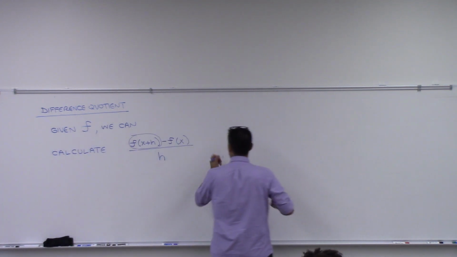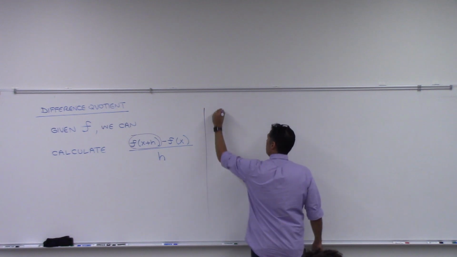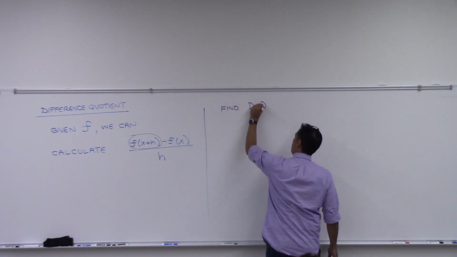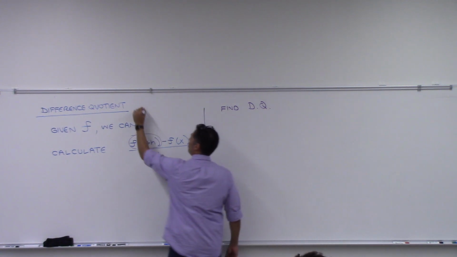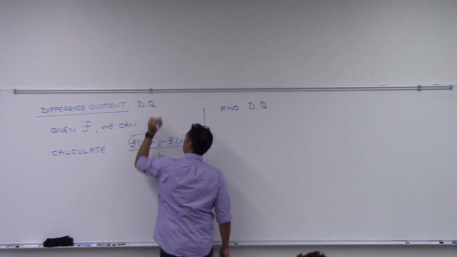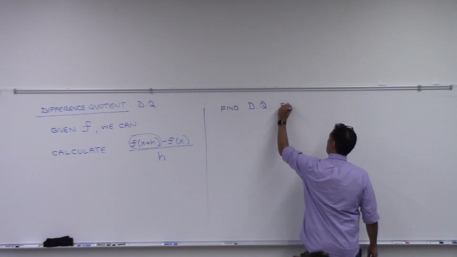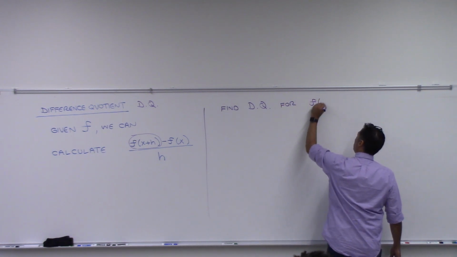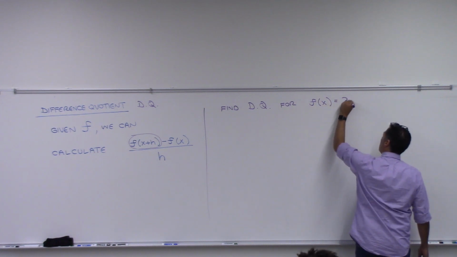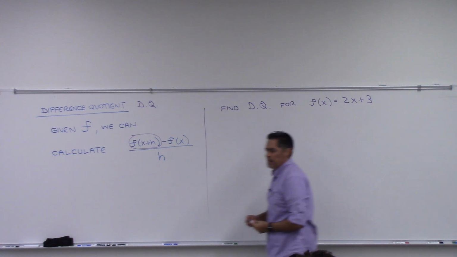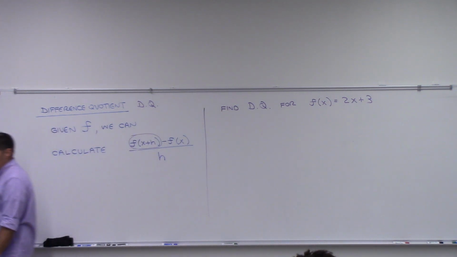So find the difference quotient. I'm going to abbreviate because I don't want to do this over and over. Difference quotient, I'm going to abbreviate that. Find the difference quotient for, let's start with baby stuff. Okay, I think this was the first problem I gave us earlier. Might have been 2x minus 3, but let's just go 2x plus 3. Find the difference quotient for 2x plus 3, the function 2x plus 3.